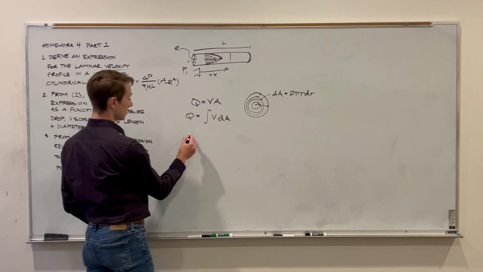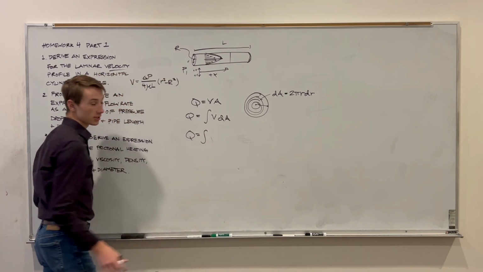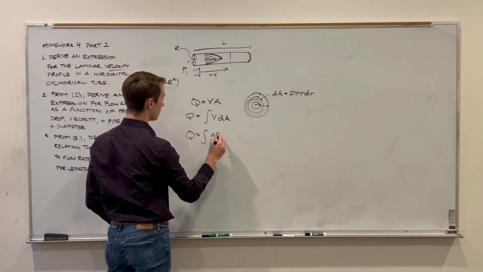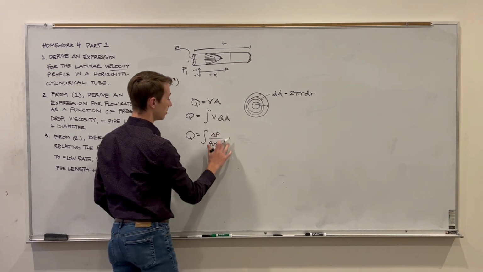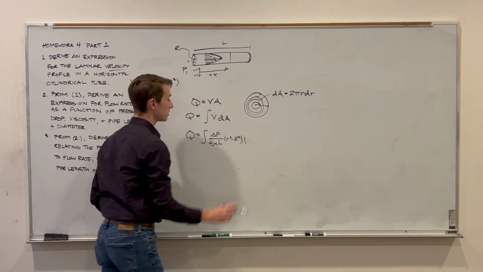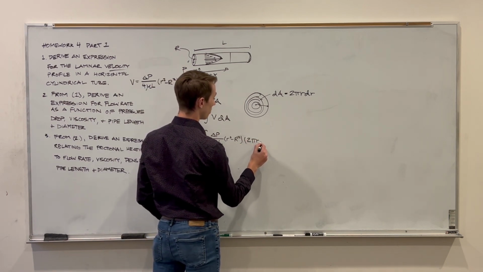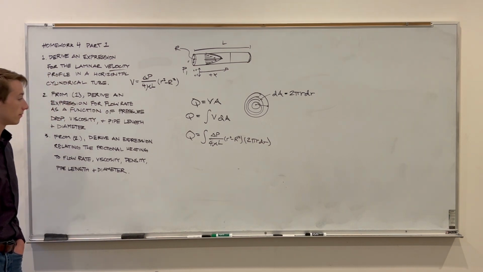Okay, so now we have a pretty easy expression here. Q equals the integral of v, which we just solved for. v is our laminar velocity profile. We're going to plug that in. Delta p over 4 mu L times R squared minus r squared, times, now dA is 2 pi r dr. Okay, and we have our integral expression.